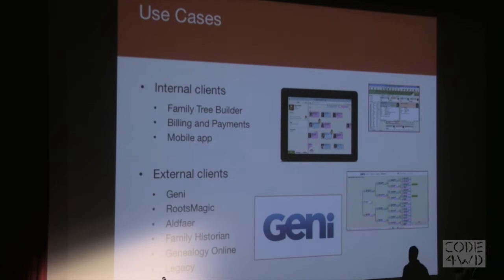So we have all these partners. Genie is actually part of MyHeritage, but all these partners use FamilyGraph to enhance their features. We have all this functionality, like matching technology and information about family trees. If you want to develop an app, or you're a partner that already has a family tree but you want some functionality that MyHeritage has and you don't want to spend time developing it, you access it through FamilyGraph.